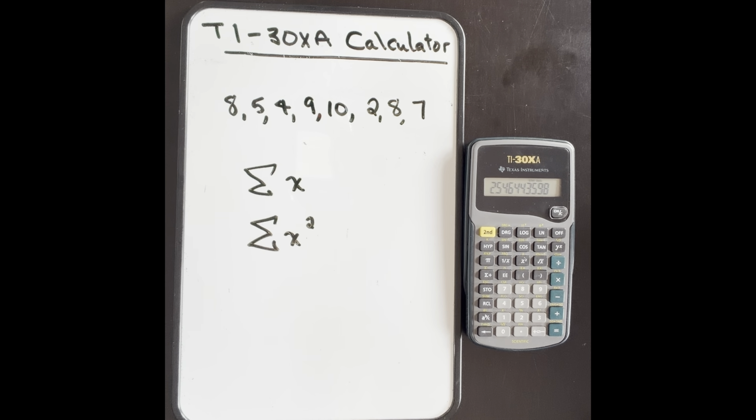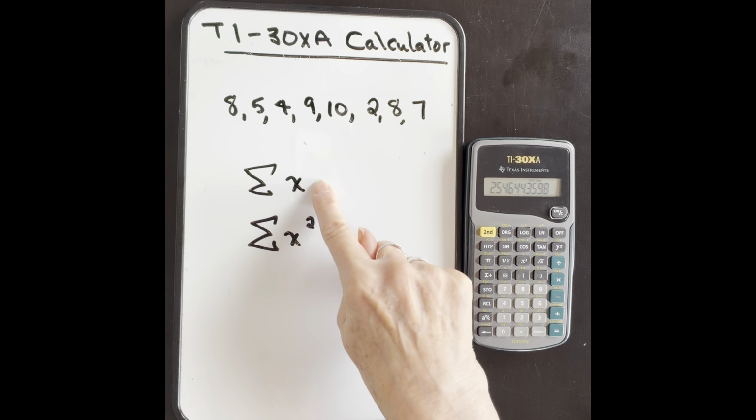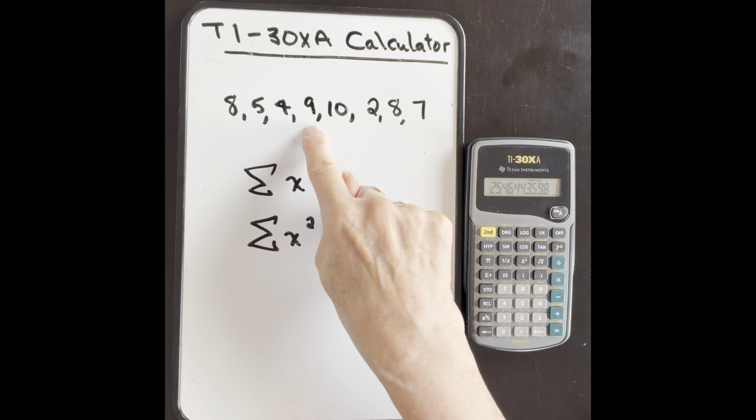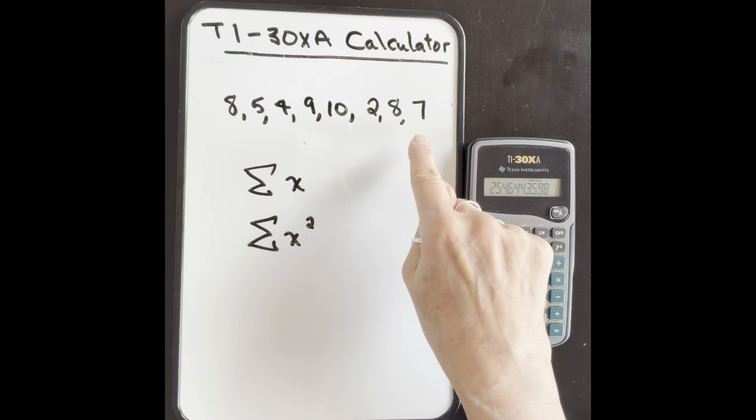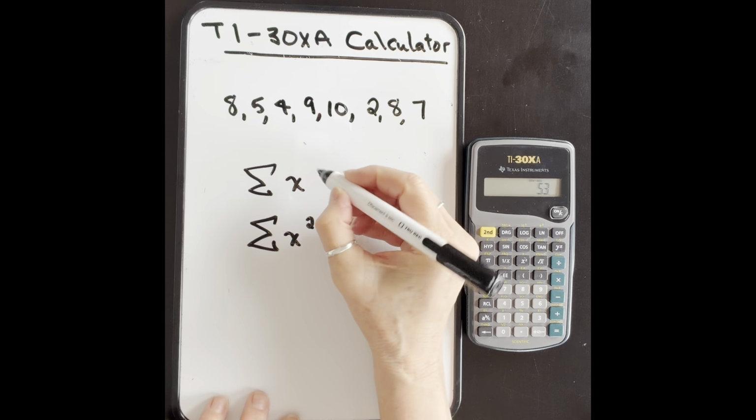2 other functions that you may use in formulas in statistics involve the sum of x and the sum of x squared. Sum of x simply means the sum of all of those x values, but instead of manually adding them, we can use this function, and that function is above this bracket. So we just go second function, press the parentheses or brackets, and we get 53.